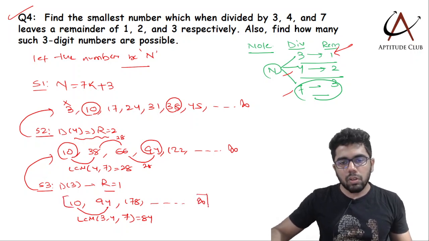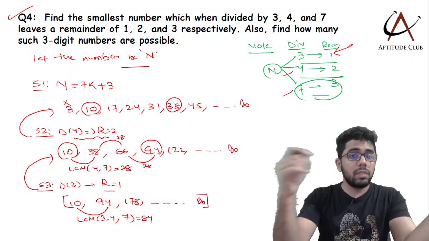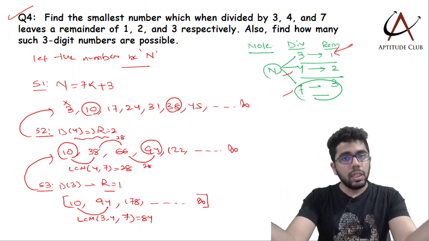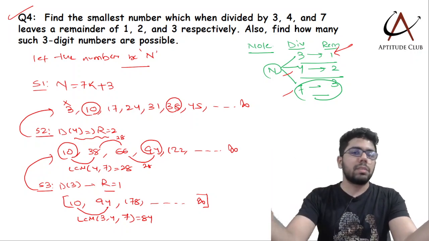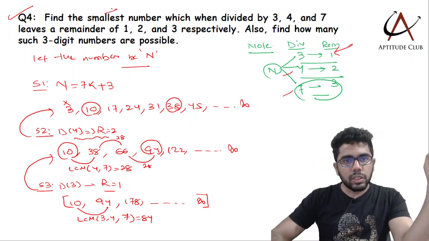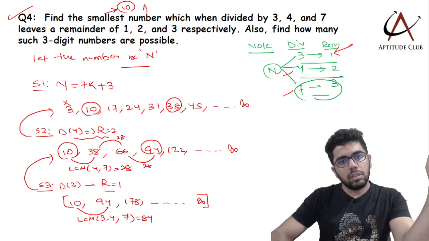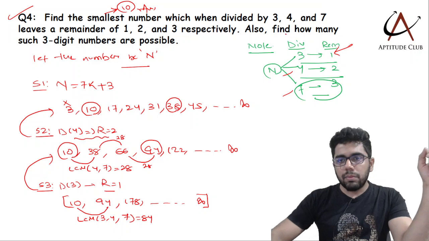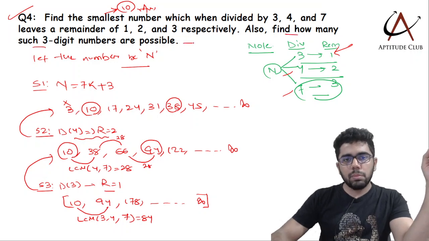All the numbers that I got in step 3, all these numbers when divided by 3, 4 and 7, they leave remainder 1, 2 and 3 respectively. Okay, so among them the smallest number, 10, will be the answer. But it is also saying find how many such 3-digit numbers are possible.